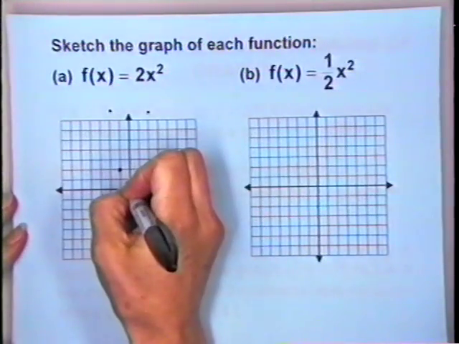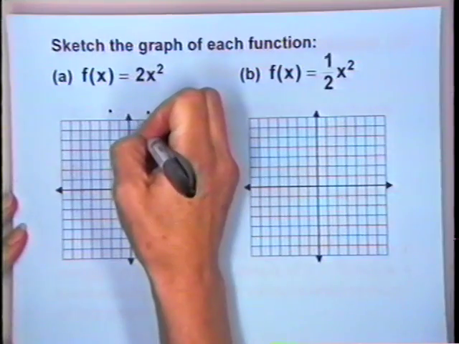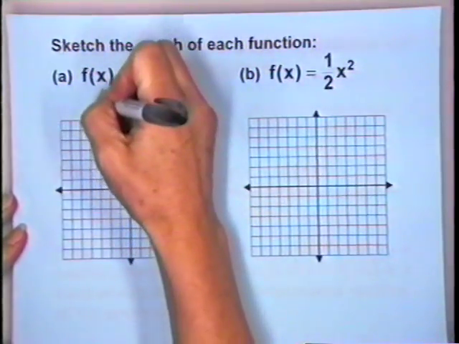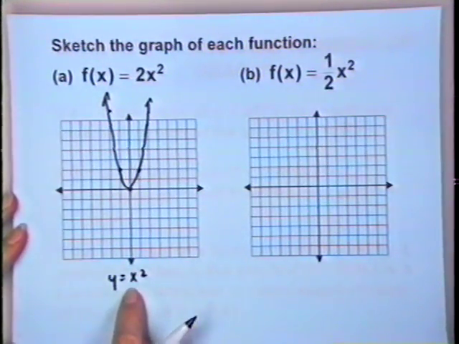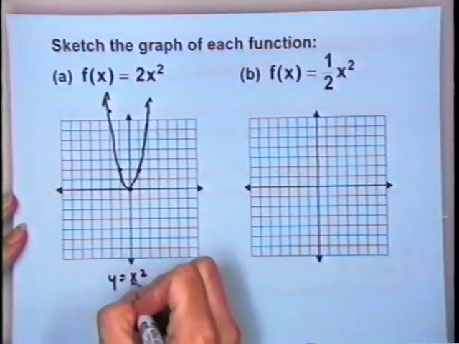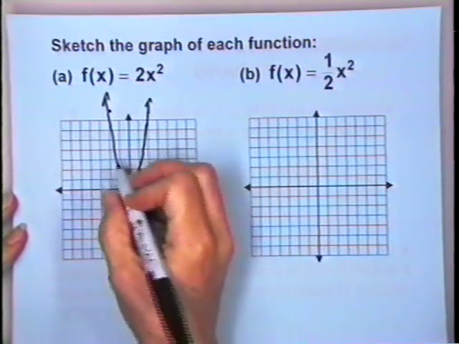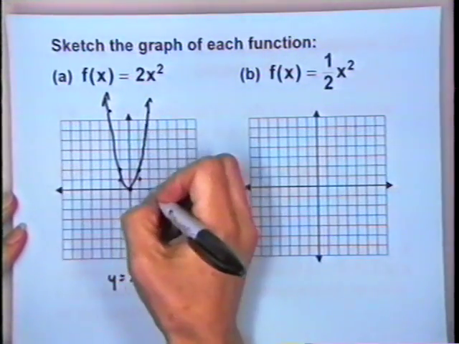Now, I'm going to put this graph on here, and then so we can compare these, I'm going to graph y equals x squared. Notice here, if x is 0, so is y. I have the same point right there. But whenever x is 1, y is 1. My point is down here. -1 would also give me 1. When x is 2, y is 4.